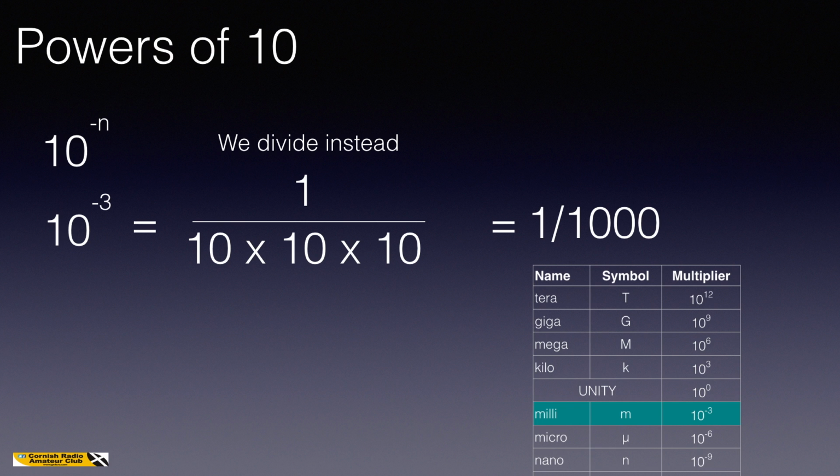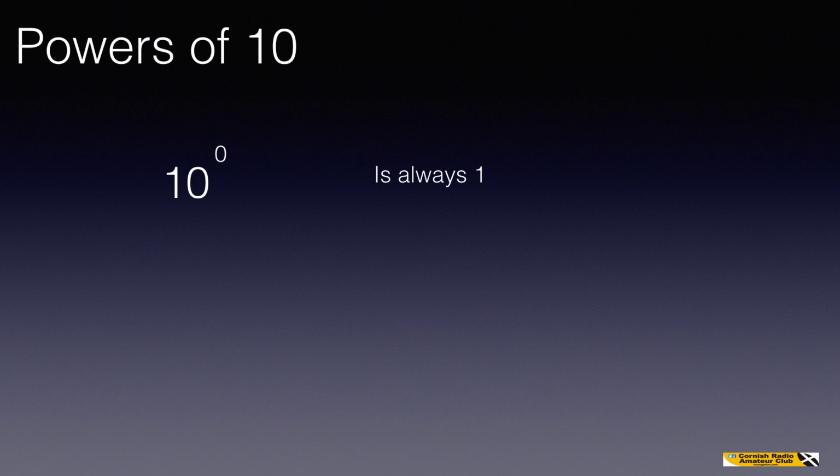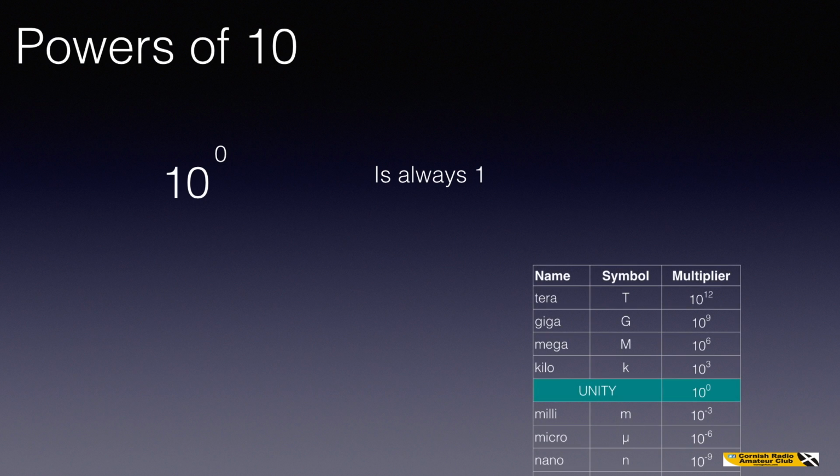When we're going back to powers of 10, you should also remember that 10 to the 0 is always 1. In fact, anything to the power 0 is 1, 2 to the 0, a million to the 0, but certainly 10 to the 0 is always 1. So if you look at the units there, unity there, 10 to the 0. So for example, to say 1 volt, I can say 1 V, or I can say 1 times 10 to the 0 V. It's the same thing.